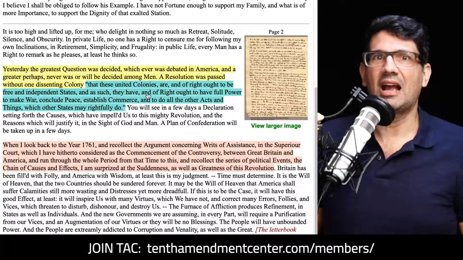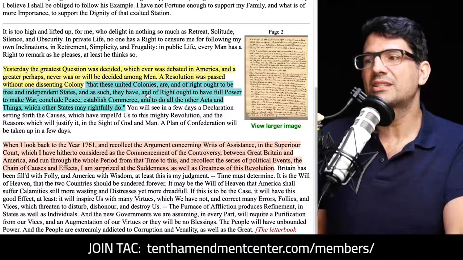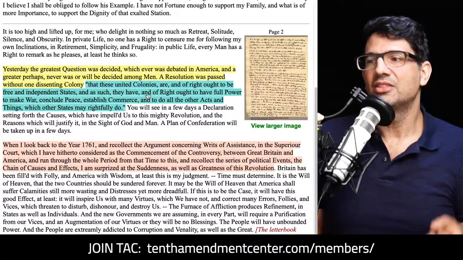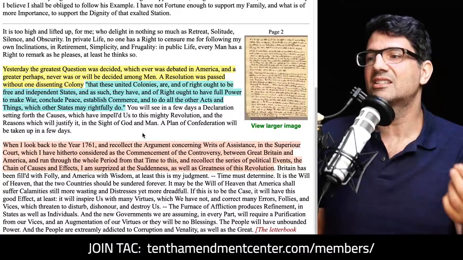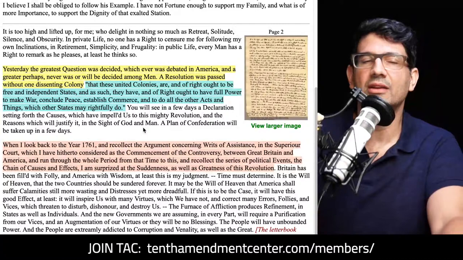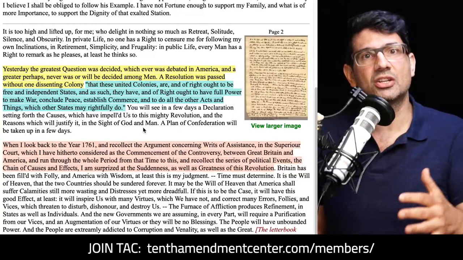"Yesterday, the greatest question was decided, which was ever debated in America, and a greater perhaps never was or will be decided among men. A resolution was passed without one dissenting colony, that these United States colonies are and of right ought to be free and independent states, and as such they have and of right ought to have full power to make war, conclude peace, establish commerce, and to do all the other acts and things which other states may rightfully do." And he was expecting in the next few days a formal declaration which would set forth the causes. So he saw the declaration, which he was on the Committee of Five to draft up with Thomas Jefferson and others.